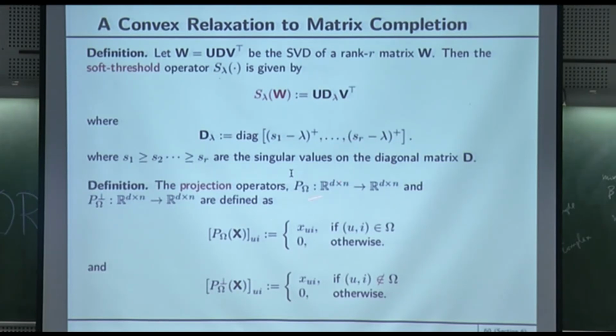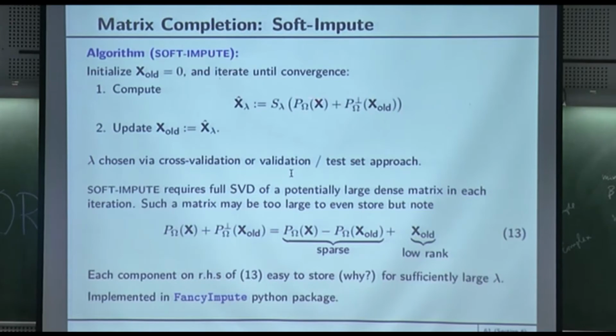These projection operators work as follows: if the element is known, the projection of that is just the element itself. If the element is not known, then it's 0. For the perpendicular projection, if the element is known, you set it equal to 0. If the element is not known, you set it equal to x. So they are basically projecting a matrix X onto the known components of X and onto the unknown components of X. And there's an algorithm called soft impute, which has been implemented in a Python package called fancyimpute, and I'll show you some results when we're done with talking about this.